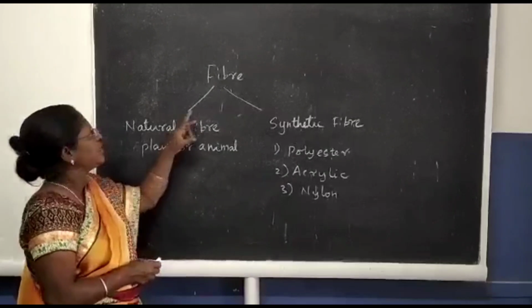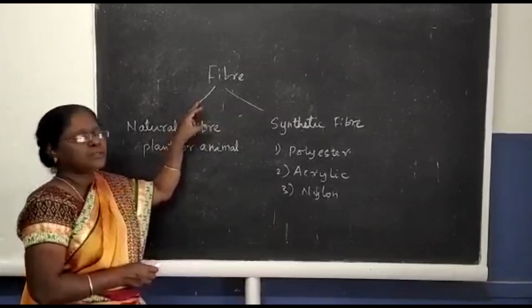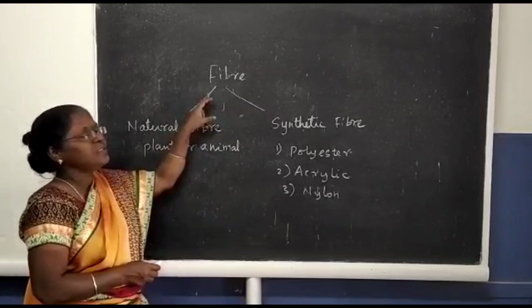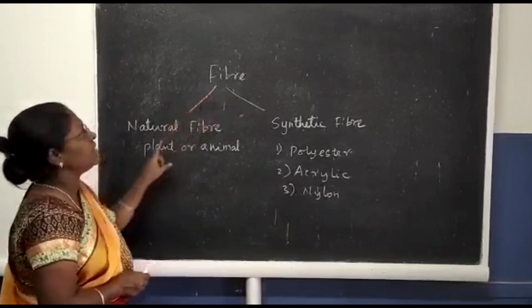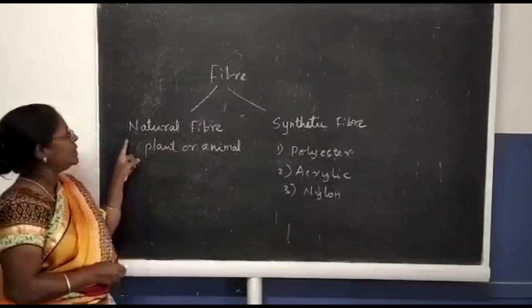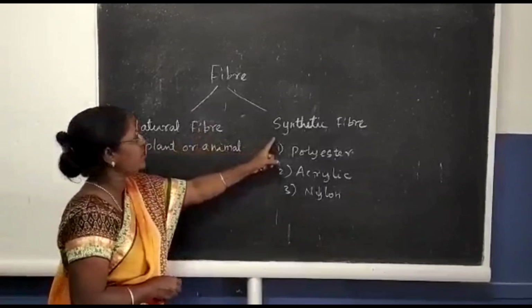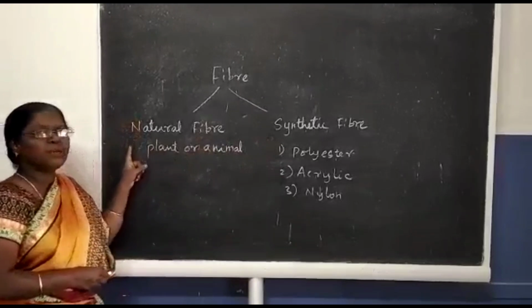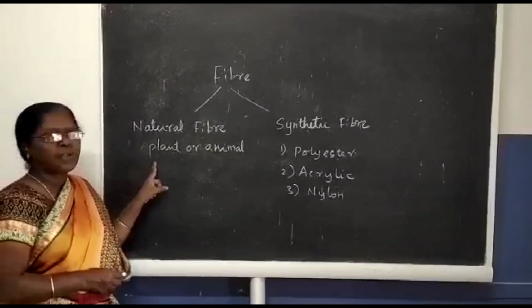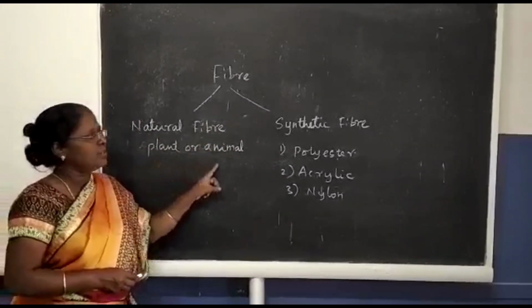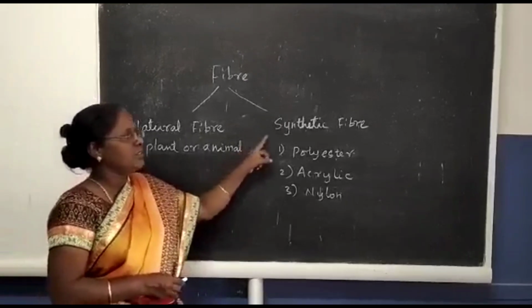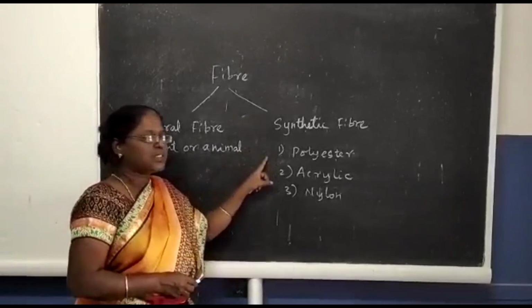Shall we revise from the beginning? First, we are going to see fiber. This fiber can be classified into two types. One is called natural fiber, another one is called synthetic fiber. Natural fiber is prepared using plants or animals. Next one is synthetic fiber.